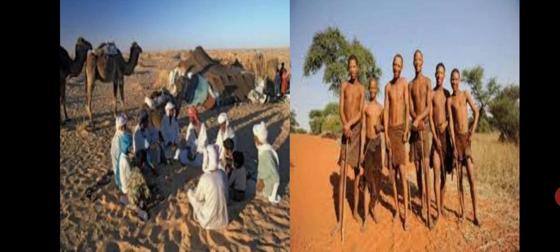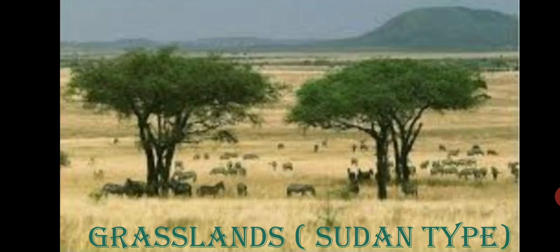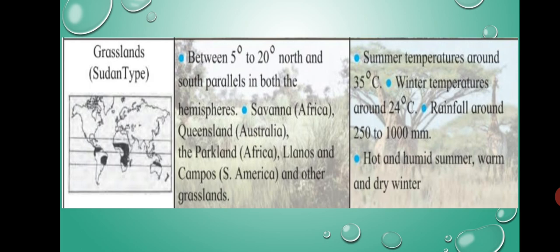Now let us study about grasslands, the southern type. The location and extent is between 5° to 20° north and south parallels in both the hemispheres. These grasslands are called savanna in Africa, Queensland in Australia, Llanos and Campos in South America, and other grasslands.